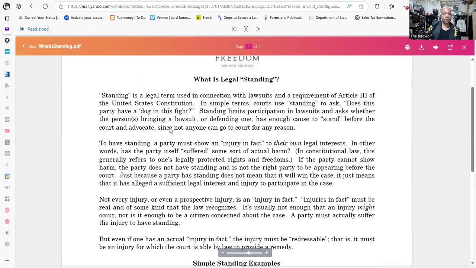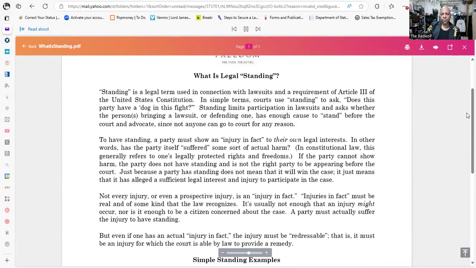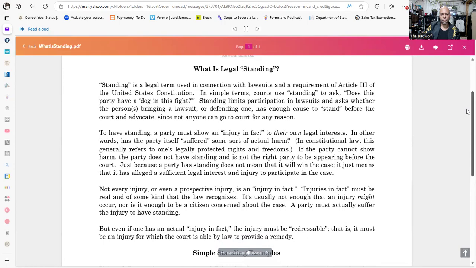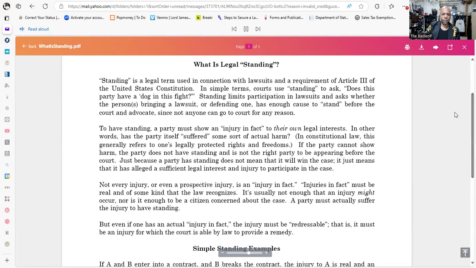Standing is a legal term used in connection with lawsuits and a requirement of Article 3 of the United States Constitution. In simple terms, courts use standing to ask, does this party have a dog in this fight? Standing limits participation in lawsuits and asks whether the person bringing a lawsuit or defending one has enough cause to stand before the court and advocate, since not anyone can go to court for any reason.